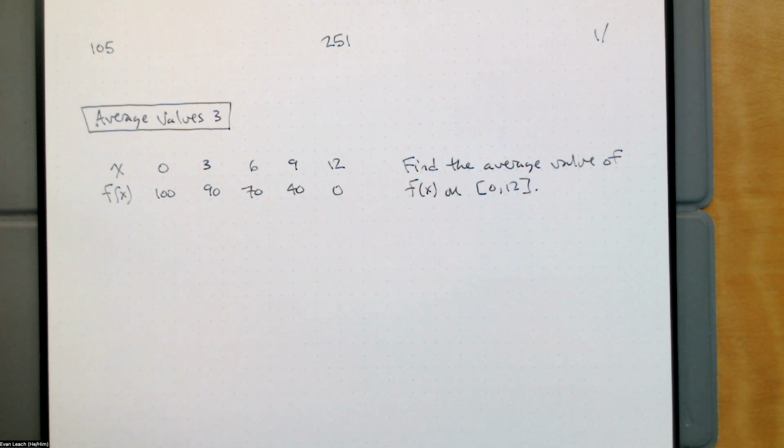Now, in particular, we want to note that I want the average value of the function, not the average of the values that we know. What we want to notice about this function is that this function is quadratic. Notice that the rate of change is not constant.